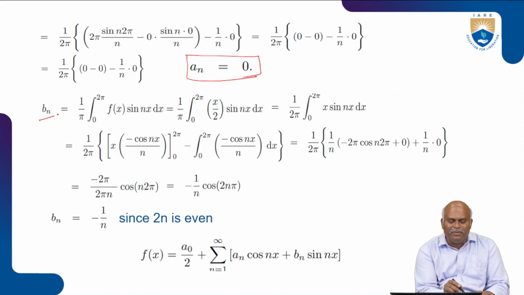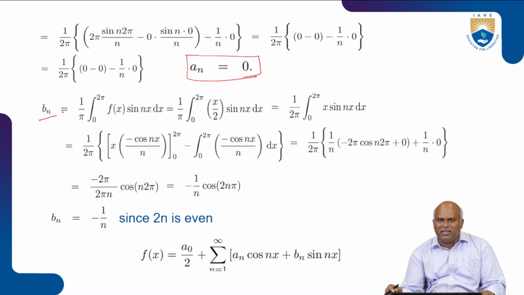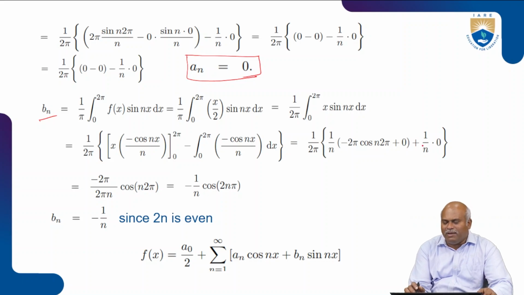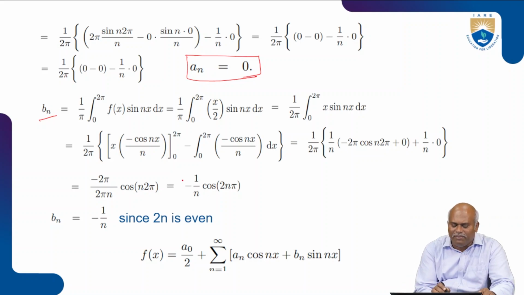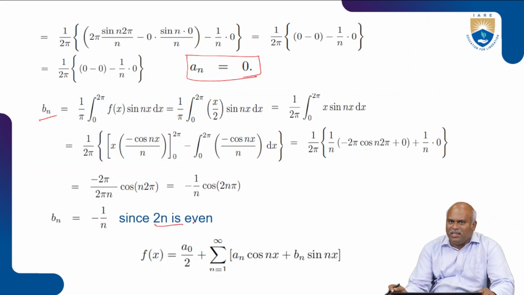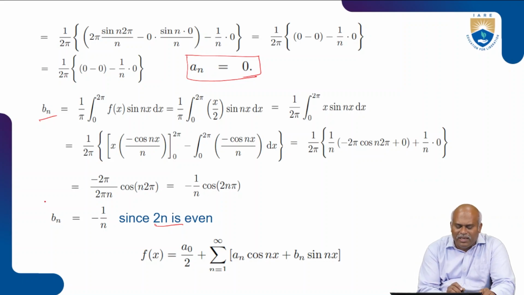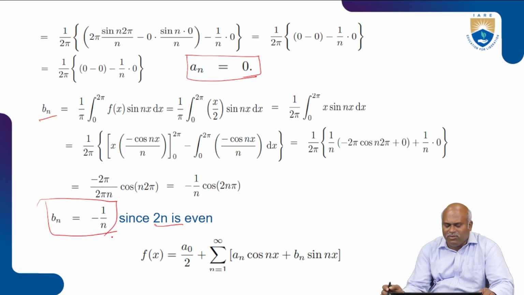After that we find Bn. Take the Bn equation, that is 1 by pi integration of 0 to 2 pi f of x sin nx dx. Substitute the limits, then make the integration and substitute the intervals from 0 to 2 pi. Finally we get Bn equal to minus 1 by n cos 2nx. If n is even, we get Bn equal to minus 1 by n.